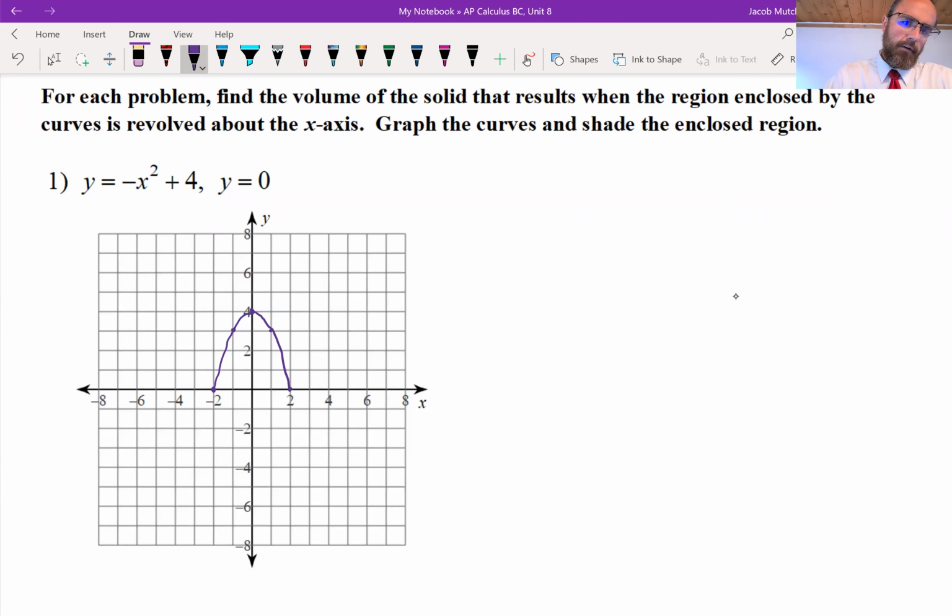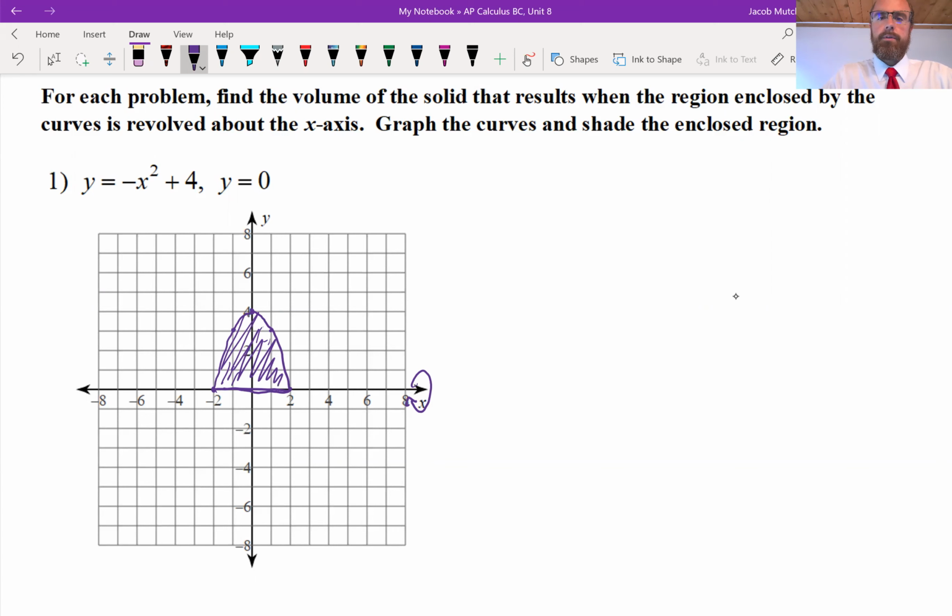So I want to revolve this region between that curve and the x-axis around the x-axis. So I'm just going to highlight there. Revolving this around the x-axis is going to create our solid. So what I'd like to do is set that up as an integral.